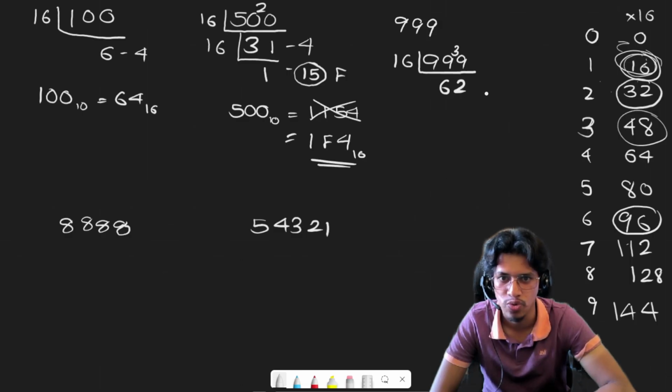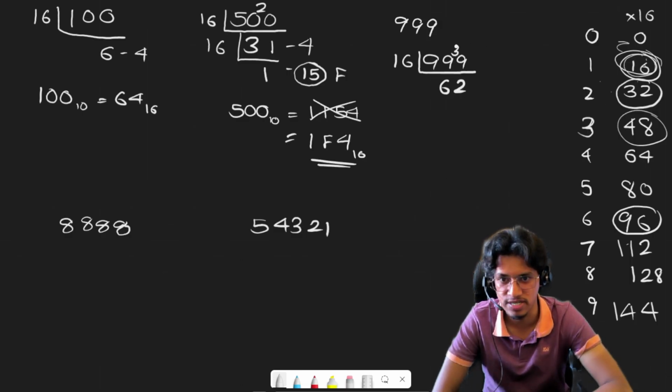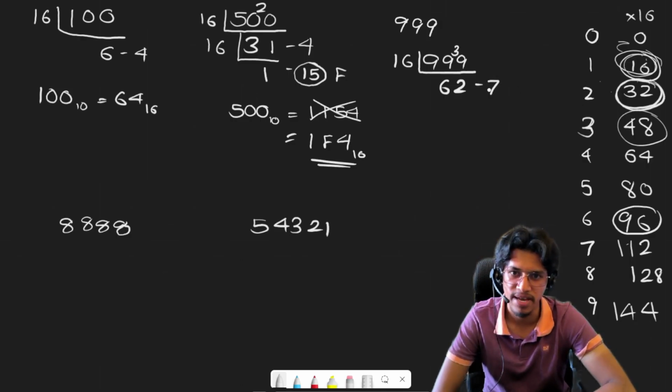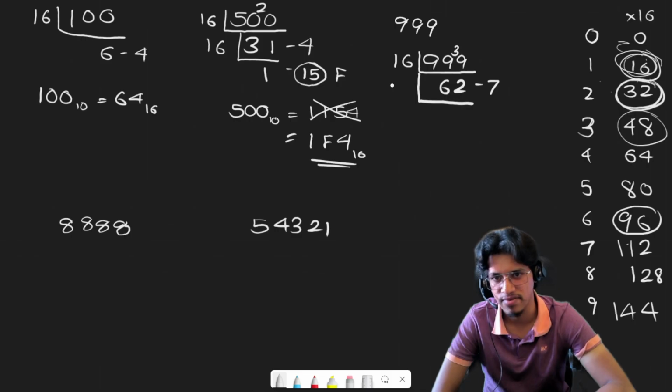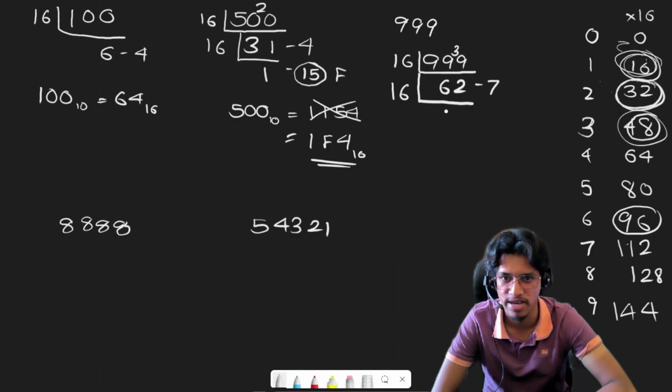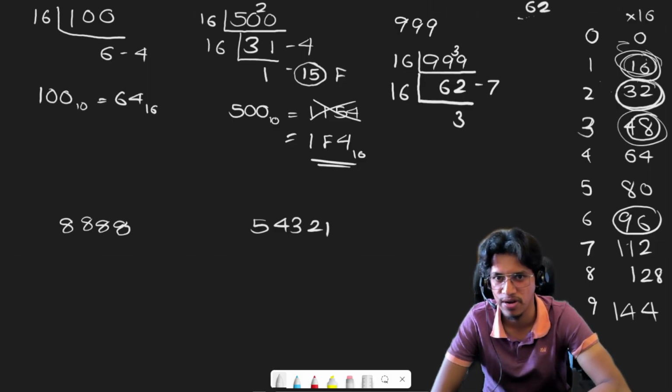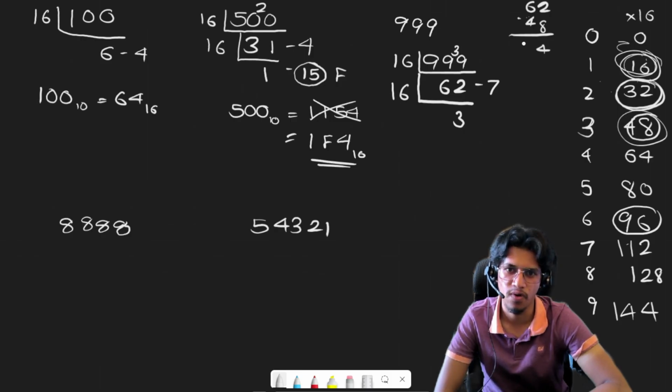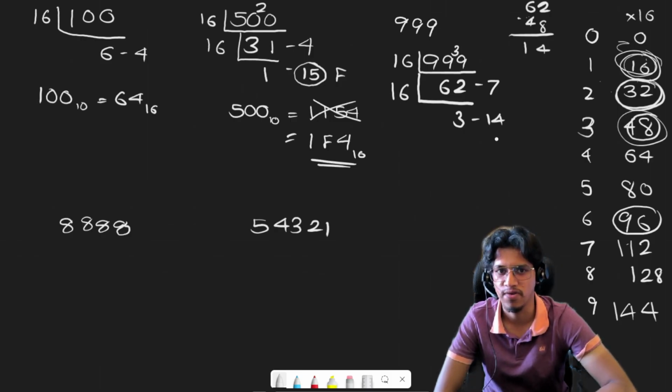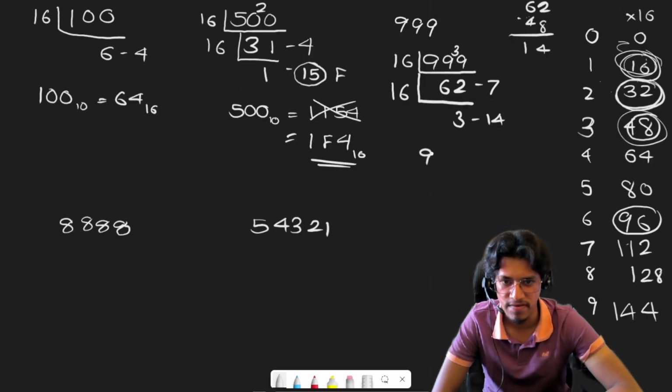We have 2, right? So 39 minus 32, we get 7 balance, right? And then we divide this by 16 again, right? For 62, the closest value we can get is 48. So 48 is 3, and then 62 minus 48 is equal to 14, right? So 14. And again, like I said, 14 is just one value, right?